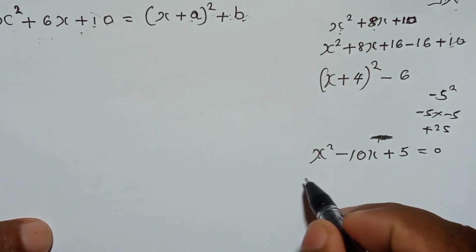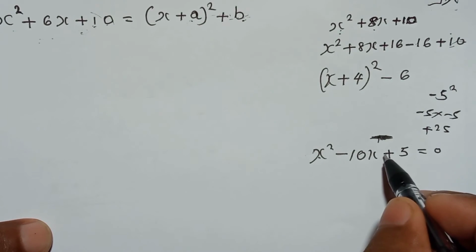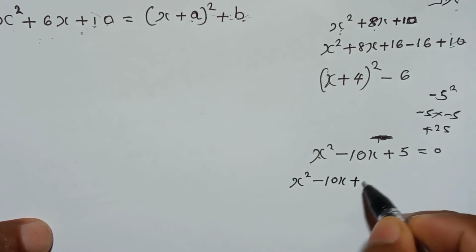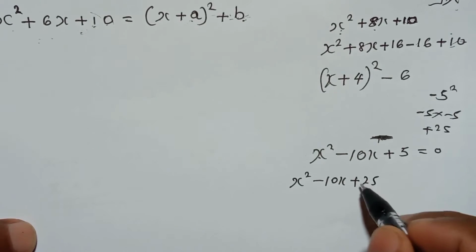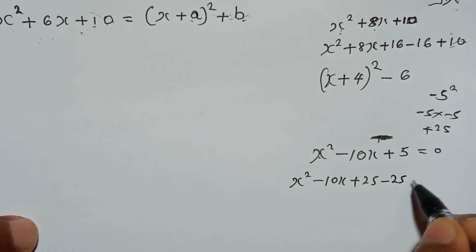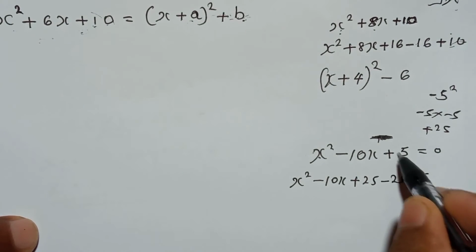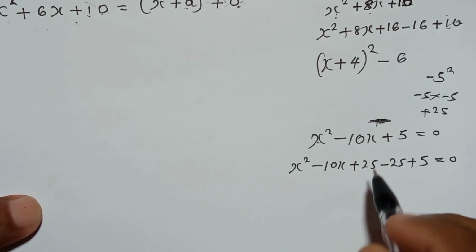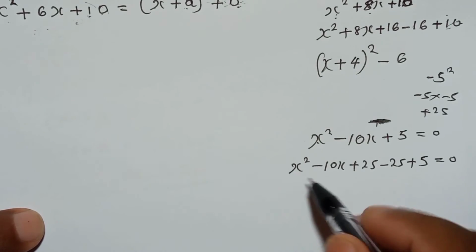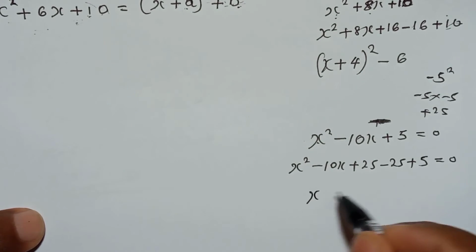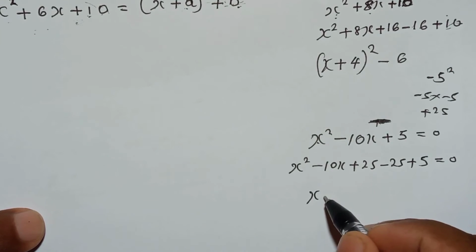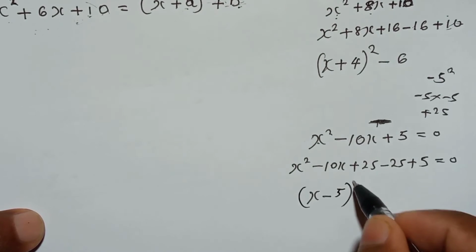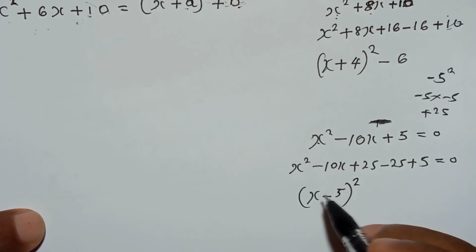So here plus 25 we need to add. So I will write it this way: x square minus 10x plus 25. To cancel this out, I will put minus 25 and plus 5, that means this term we write again here, and equal to 0. Now like we did earlier, get the square root of this, that means x. The sign of the middle term is minus, so I will put minus, and the square root of this number we know already is 5. So close the bracket and put a square. It's like that, just a procedure.